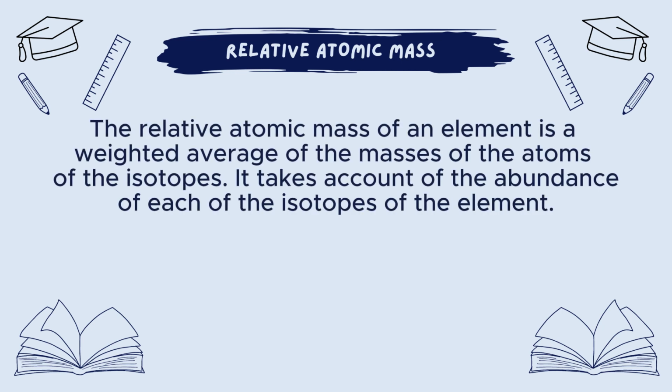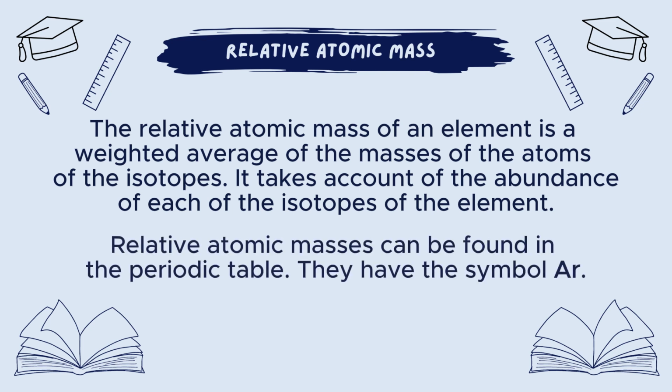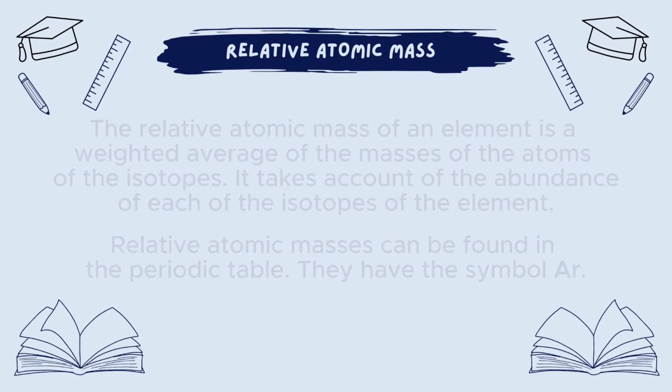Now, relative atomic mass. The relative atomic mass of an element is a weighted average of the masses of the atoms of the isotopes. It takes account of the abundance of each of the isotopes of the element. Relative atomic masses can be found in the periodic table. They have the symbol Ar.